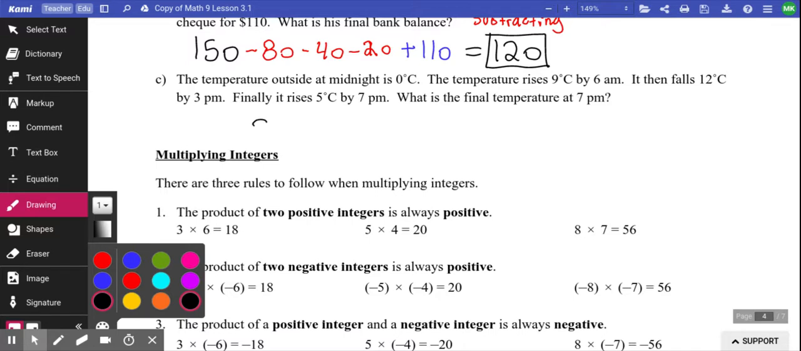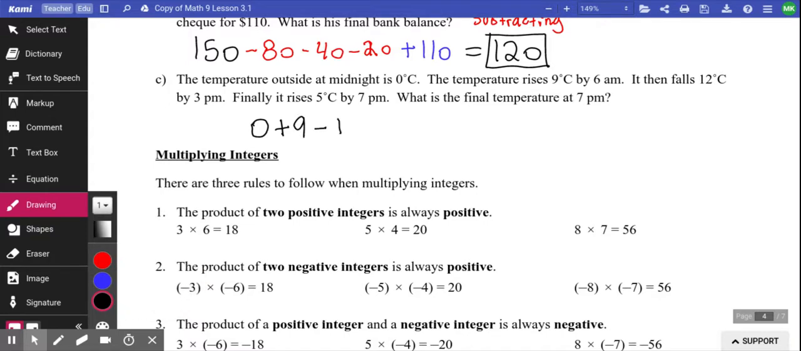It started at 0. It rises, that means plus 9. It falls, that means subtract 12. And then it rises 5 more, that means add 5 more. If you did that, you should get 3 degrees Celsius is the temperature at 7 o'clock. Again, you can put that in your calculator. 0 plus 9 minus 12 plus 5.